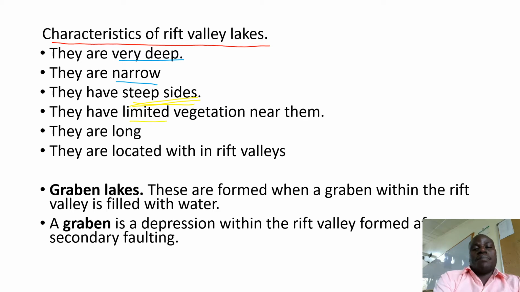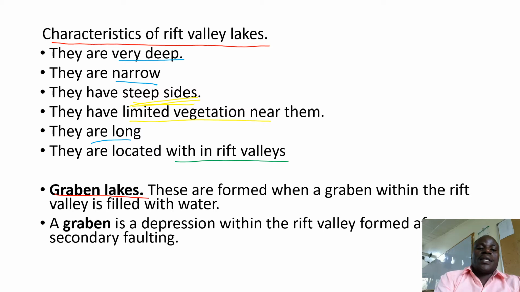Rift Valley lakes have limited vegetation near them because their cliffs are steep, and therefore vegetation has not enough space where to grow. These lakes are long. They are long because we believe that the Rift Valley is an elongated trough. So they follow the Rift Valley shape and therefore also form a long shape. Next, they are located within a Rift Valley. That is clear.